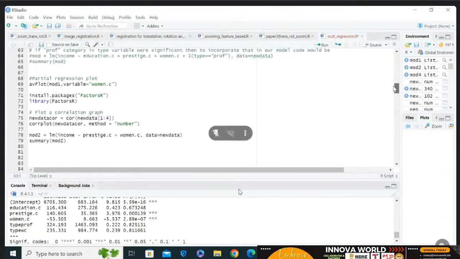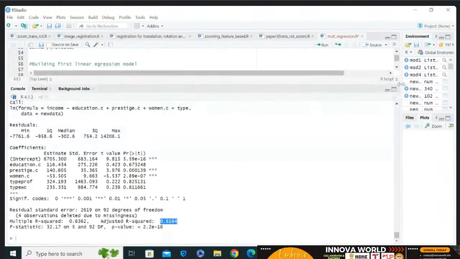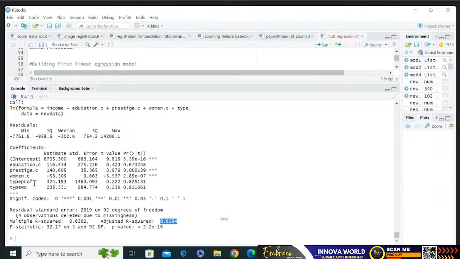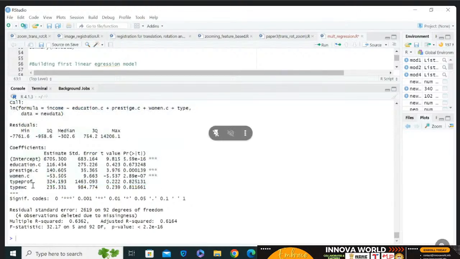Oh, one more thing that was important but got missed. As you can see, there was a variable called type, right? But whenever the linear regression is being done, you get two more variables instead of type. What variables are you getting? Type prof and type wc, right? Do you know why we are getting two more variables instead of one?